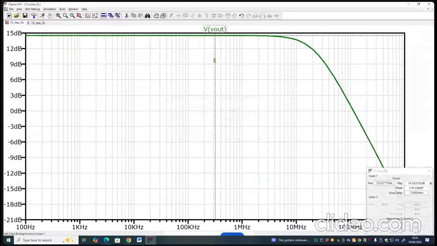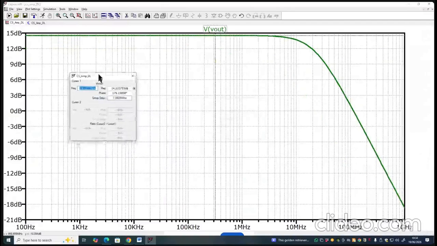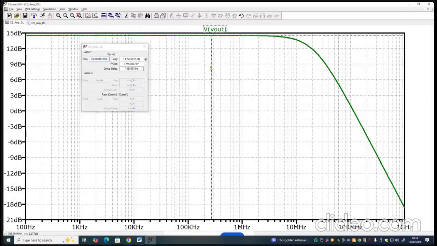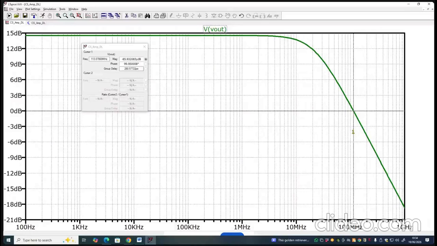Okay. So we are getting a gain of say 14 dB, which is around 5 point something, 20 log 5. Yes. So this 14.5 dB is again greater than 5, and we are meeting the gain bandwidth requirement even. It comes out to be 113 megahertz.